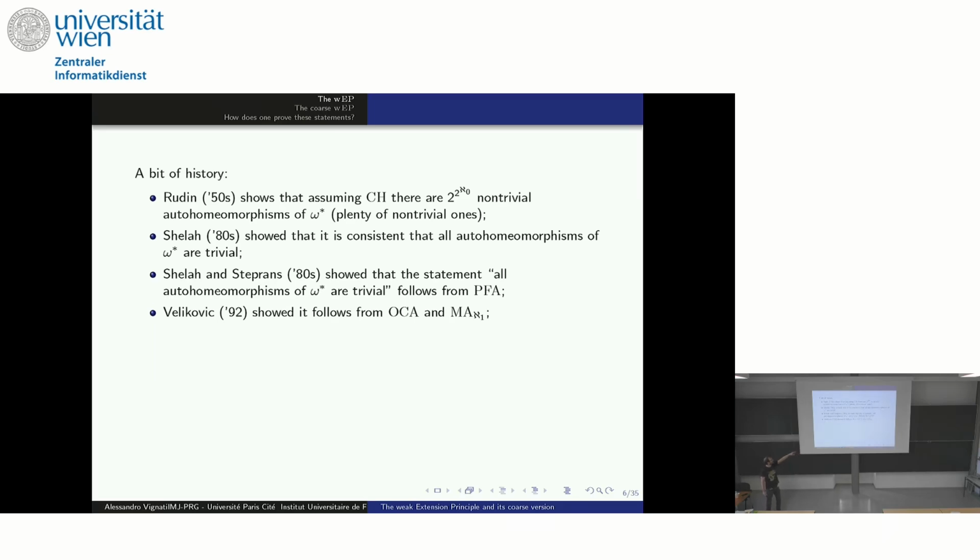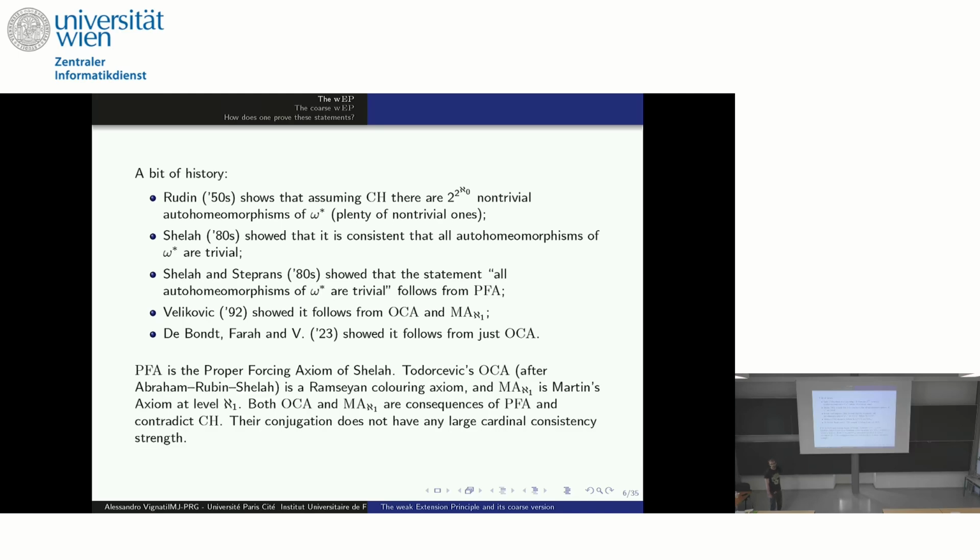But the consequences of PFA were actually used. PFA has large cardinal strength, so to get PFA you need some large cardinals, at least supercompact. But these two axioms, you can prove their consistency without any large cardinal assumption. So this is much weaker. Boban Veličković showed that in fact it follows from OCA and MA, and recently with Ben, who is somewhere there, and Ilijas, we showed that MA is irrelevant. We don't need MA for this. That's just OCA.